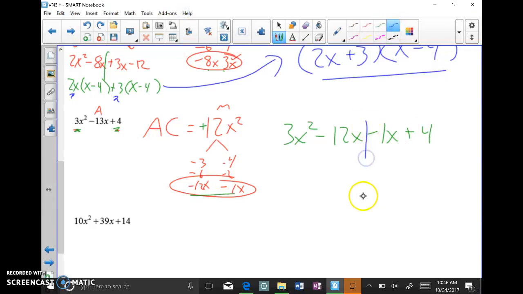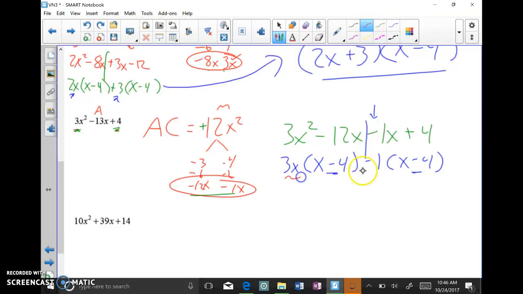Go through the process of grouping now. On the left, I could take out 3x, left with x minus 4. On the right, remember, you got to take out something. The only thing I could divide both these things by is 1 and negative 1, and I always want to take out whatever my first sign is, so I'll take out a negative 1. And that gives me x minus 4. That's good because I got that matching common quotient. So group together these. My final answer is going to be 3x minus 1 and x minus 4.